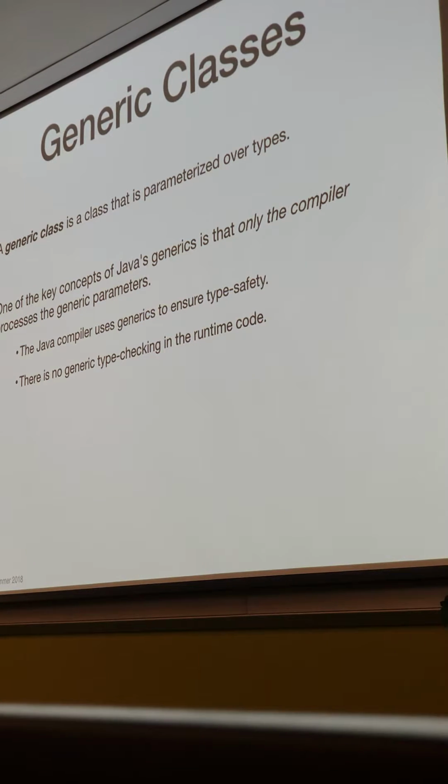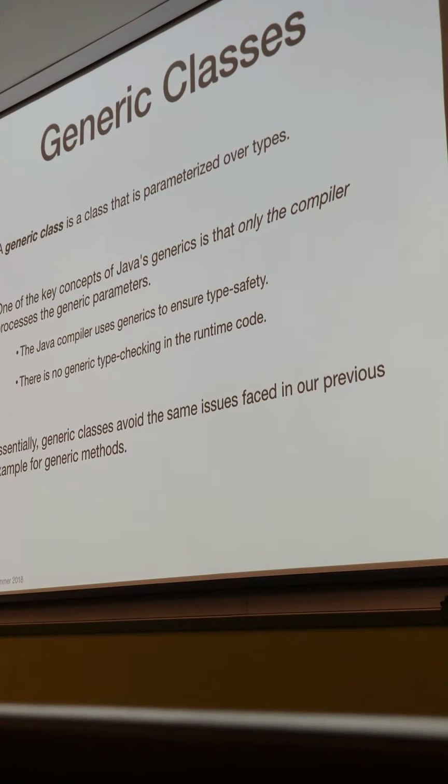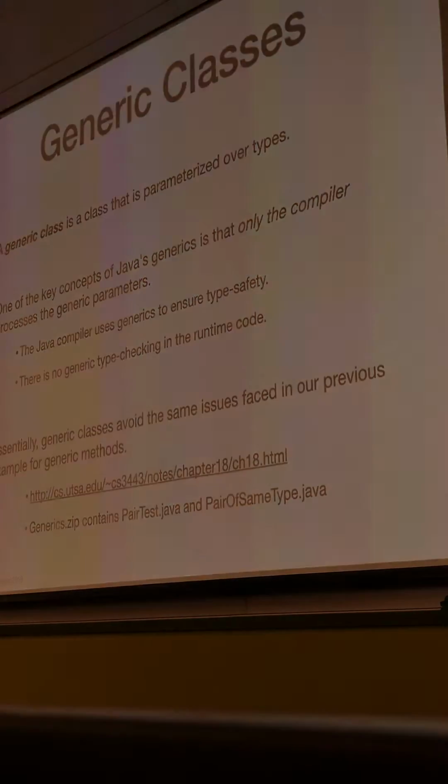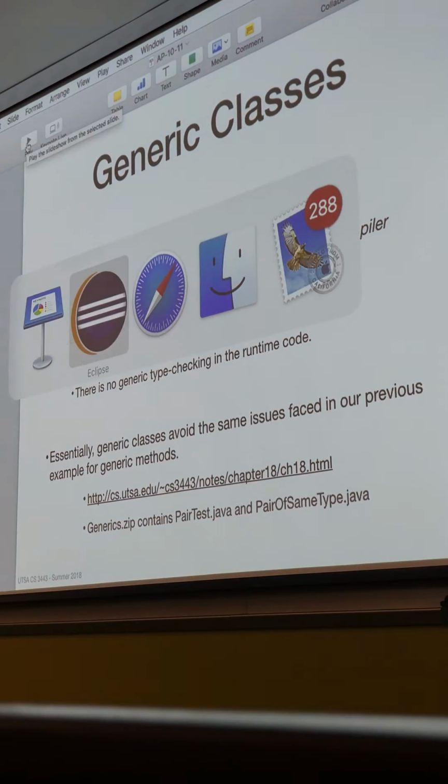Actually, you never had to write the code at all, right? We borrowed that from the Java framework. But if you wrote your own class, you wouldn't have to do that. And so the compiler's the only one who cares. Nobody else cares. You won't see it anywhere else, which is really nice. And they're essentially going to be the same thing as we just talked about in our methods. This is chapter 18 in your previous textbook, but I'm going to dig into generics.zip, which is going to have a few examples in there. So we're going to look at PairTest, Pair of same type, and a few examples. So let's pop over there.